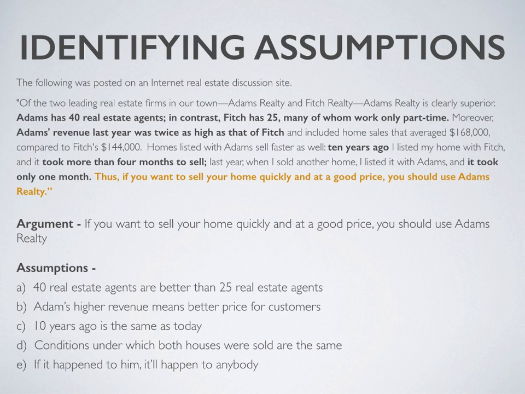So think about it. If Adams's 40 real estate agents all actually turn out to be pretty bad at their jobs, and Fitch has 25 glorious real estate agents, this statement actually implies that Fitch is better in quality and Fitch will sell your home quickly and at a good price. So it's antithetical to what the author wants to imply. So if this assumption is actually incorrect, it completely nullifies the author's argument.